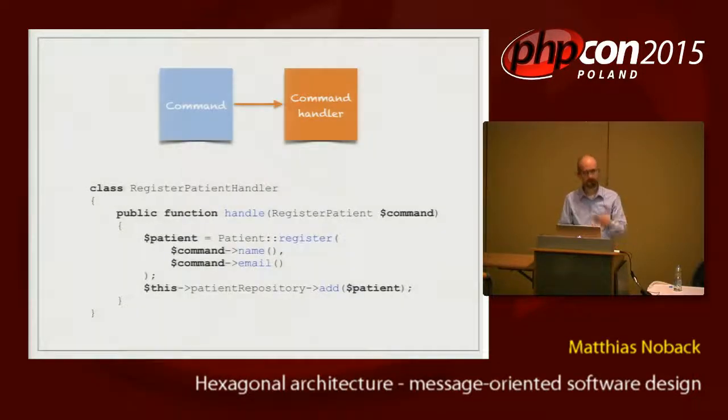Usually the command is handed over to some kind of command handler, like in this case, the register patient handler, which actually does some manipulations using domain objects. It creates a patient entity in this case. It registers a new patient based on the name and the email as found in the command object. And then finally, it adds that object to the repository.